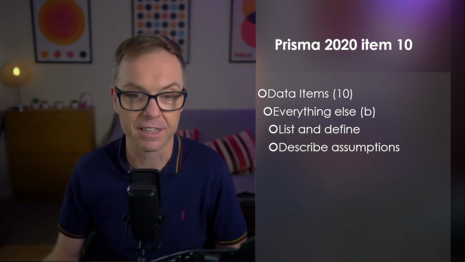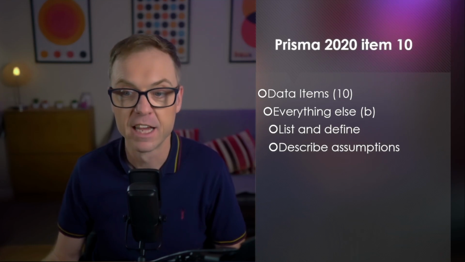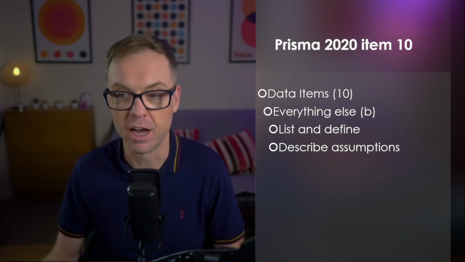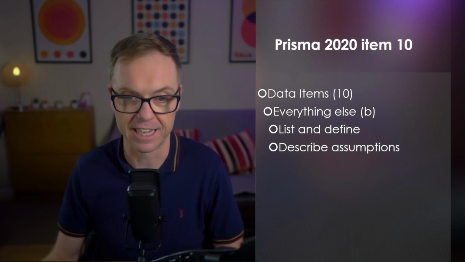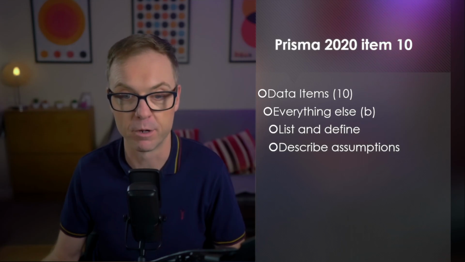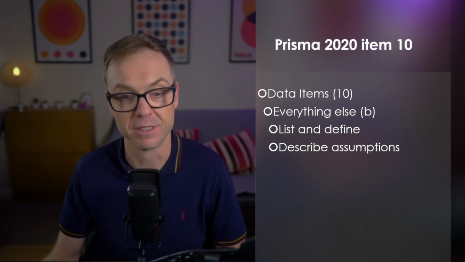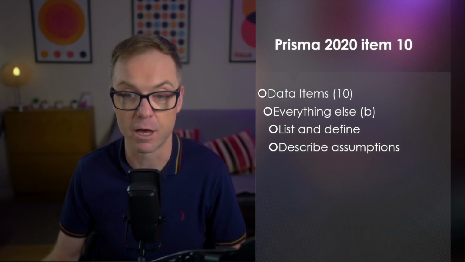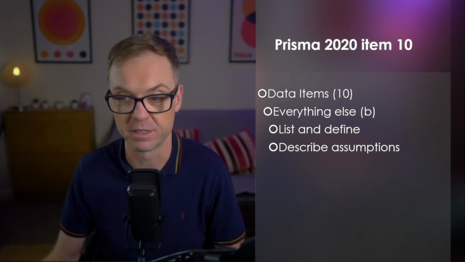Now, whilst we must list and define all the variables for which data was sought, it may be sufficient to report a brief summary of the information collected if the data collection and dictionary forms are available, such as in additional files or deposited in a publicly available repository. But what we must do is describe any assumptions made about any missing or unclear information from the studies.